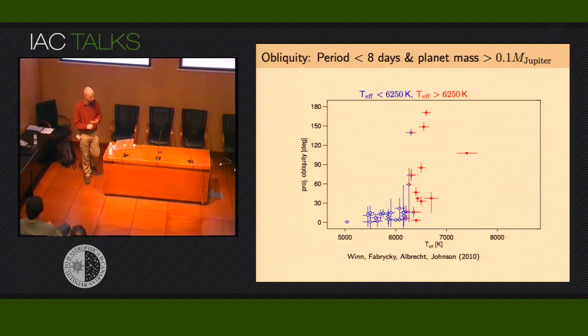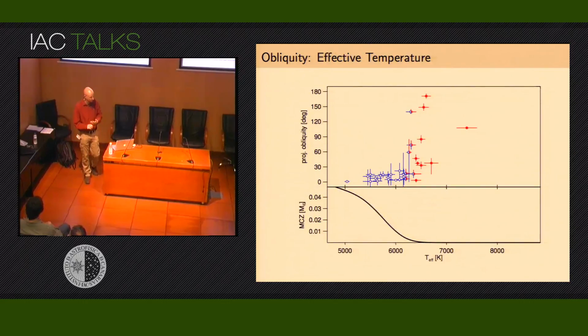But that's kind of difficult to understand why that should be the case. Now, around this temperature of 6,250 Kelvin, something happens in the stellar structure. Cooler stars have a significant amount of the mass in the convective envelope, which I now show on the lower plot, while hotter stars basically only have a radiative envelope.